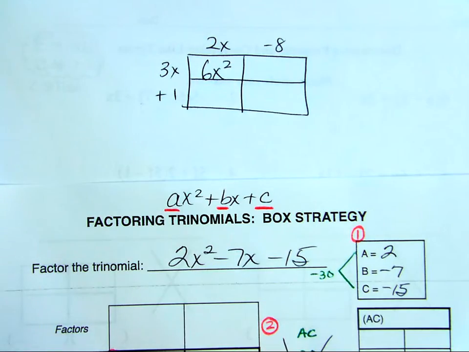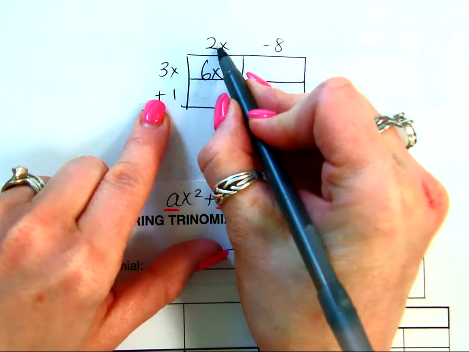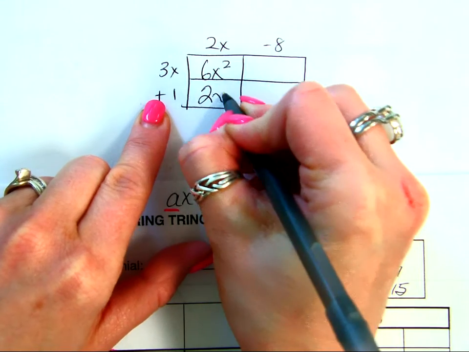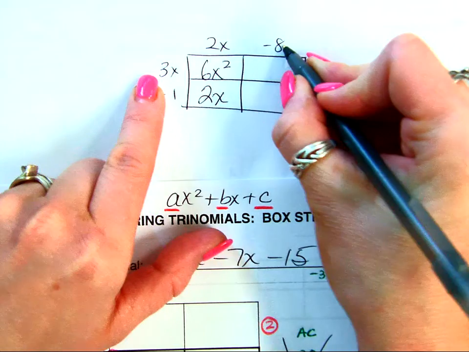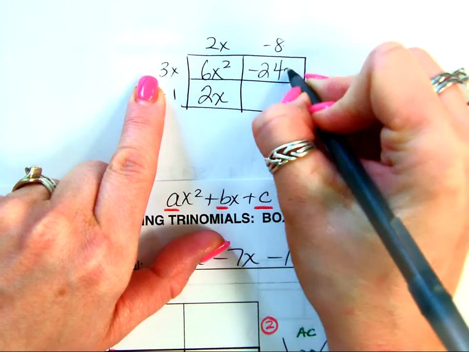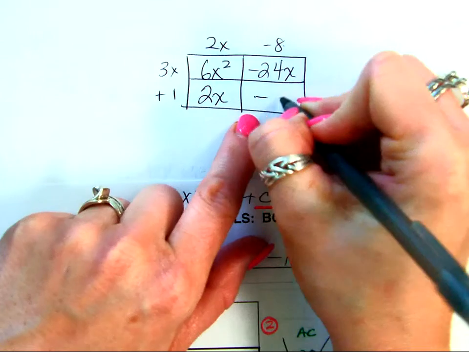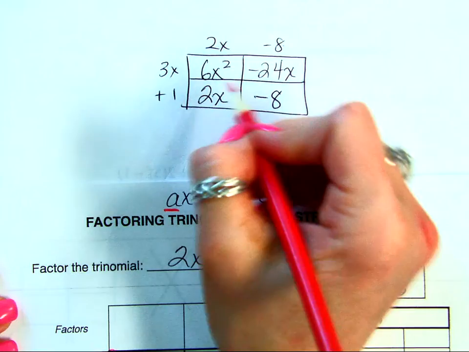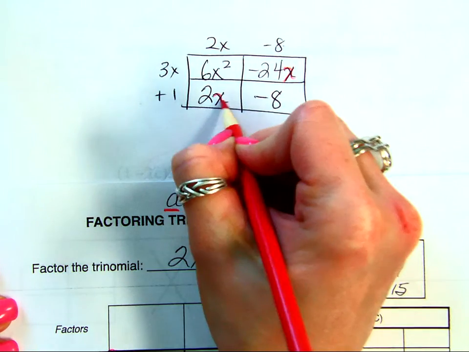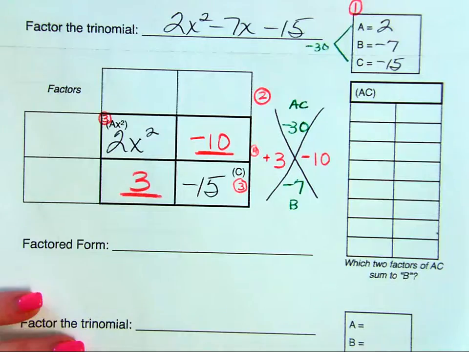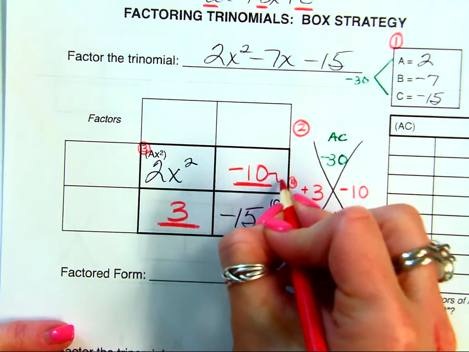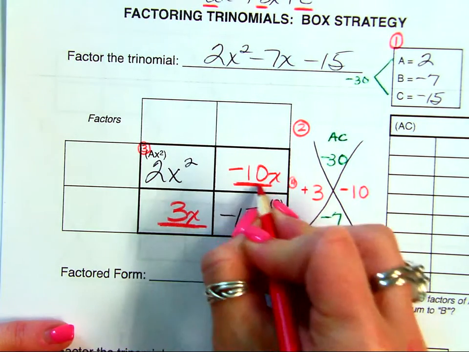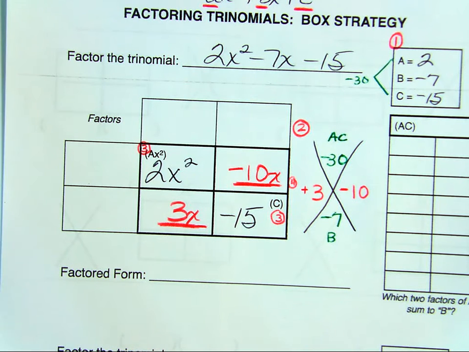Right? And then you did your 2x times your 1, and that was a 2x. A negative 8 and a 3 was a negative 24x. And then your constant was always here. So what do you notice that this box and this box contains? Your x's. So I have to remember to put that x in those two diagonal boxes or your problem's not going to work. Okay, so you have to remember to do that.